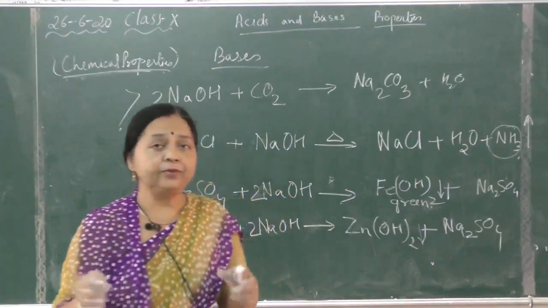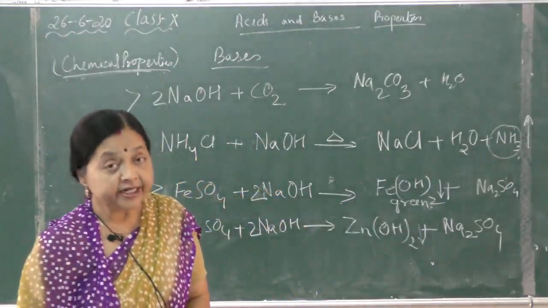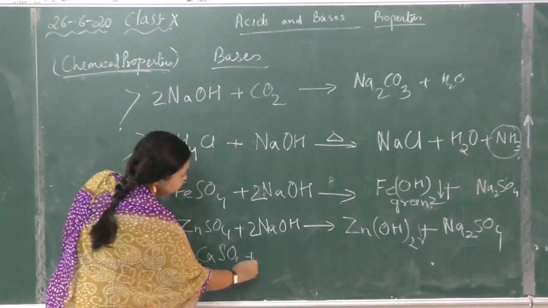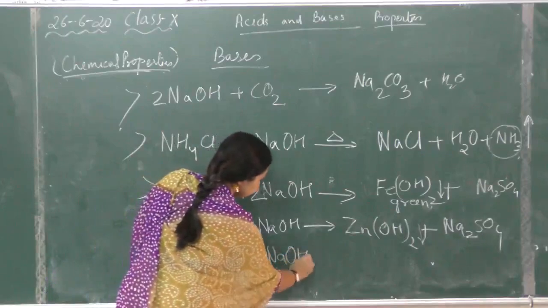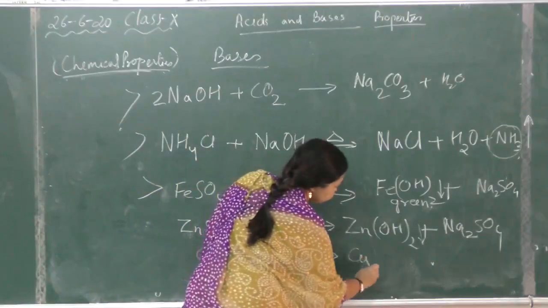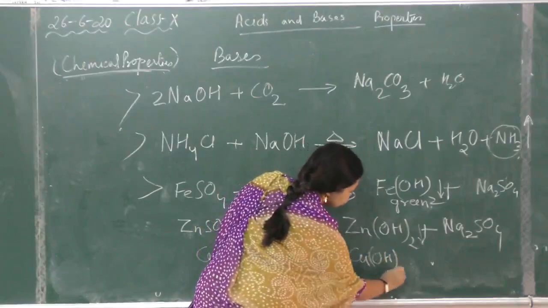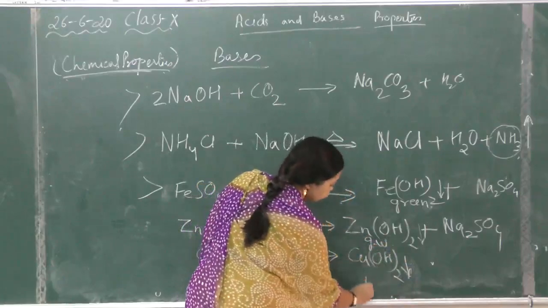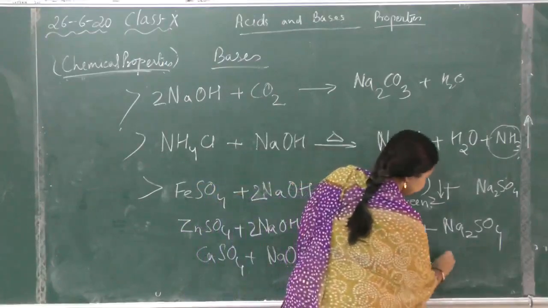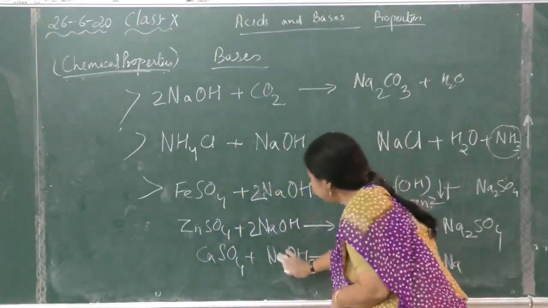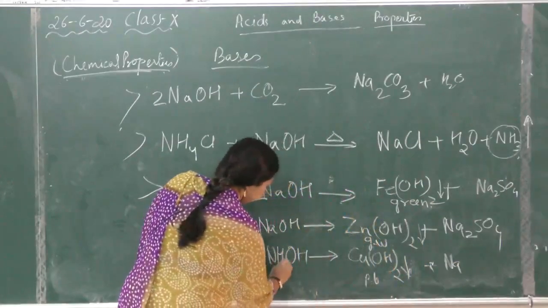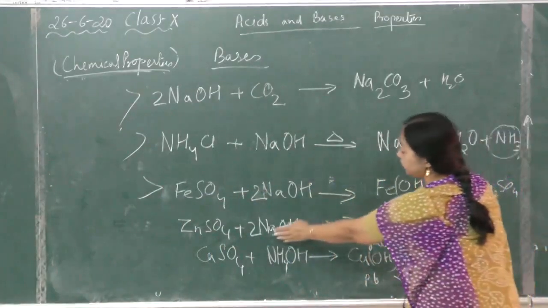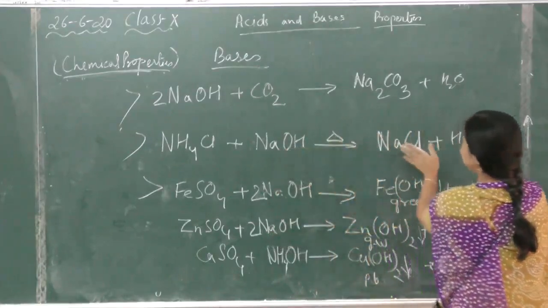That is another chapter of analytical chemistry that we will do in detail later on. Suppose you have taken copper sulfate plus NaOH. This will give a pale blue precipitate, Cu(OH)2, plus Na2SO4. If you take NH4OH, then also it will be the same, a pale blue precipitate. In all cases, if you take ammonium hydroxide in place of NaOH, you get the same result.